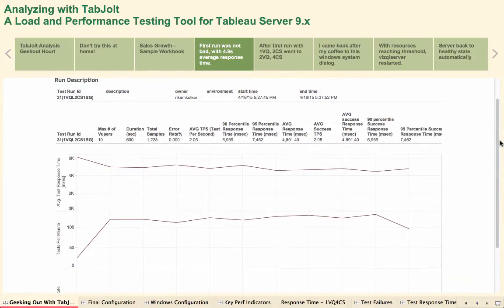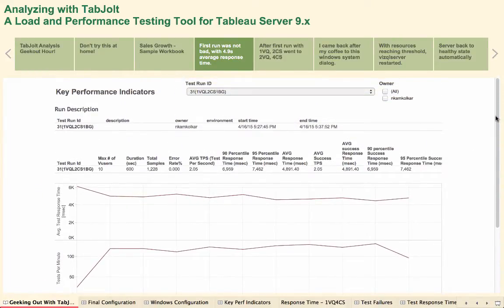In this particular case, which is my baseline, I had one BizQL server, two cache servers, one background server, and one of every other server process I mentioned earlier. So I'm looking at an average success TPS of 2.05 with an average response time of 4.89 seconds. Well, that wasn't too bad, but I thought let's experiment.